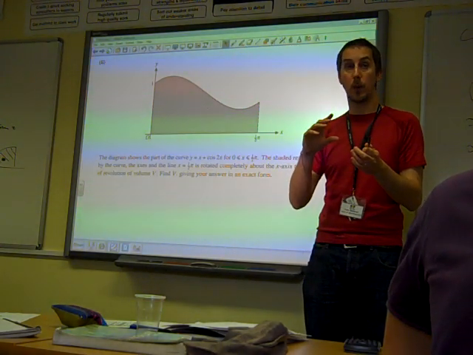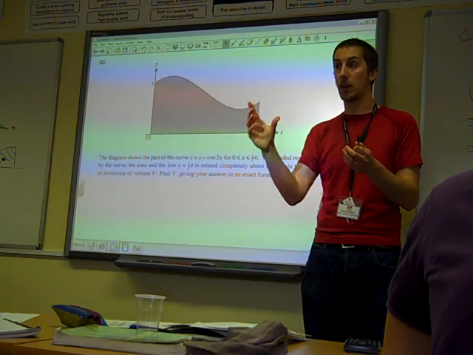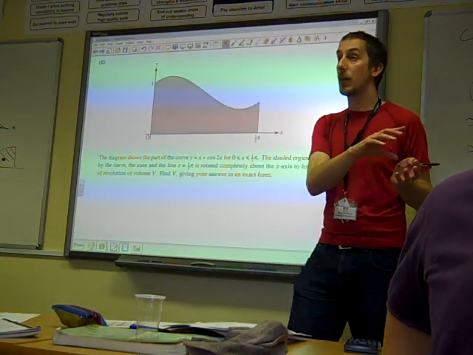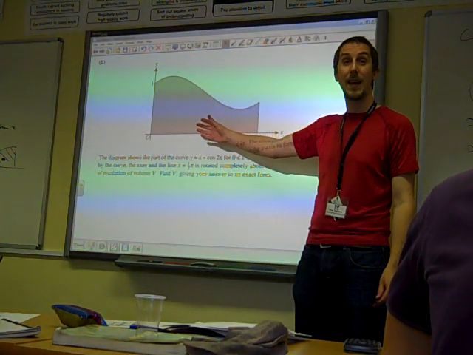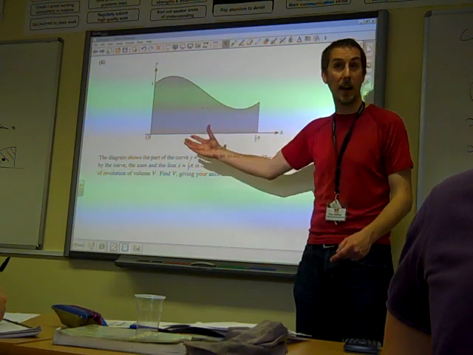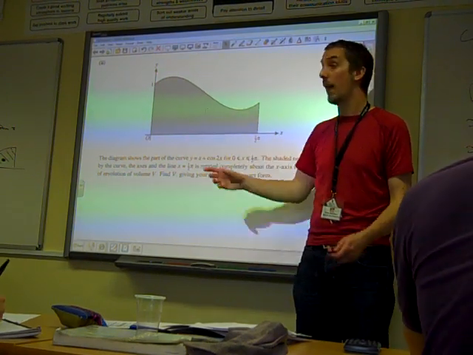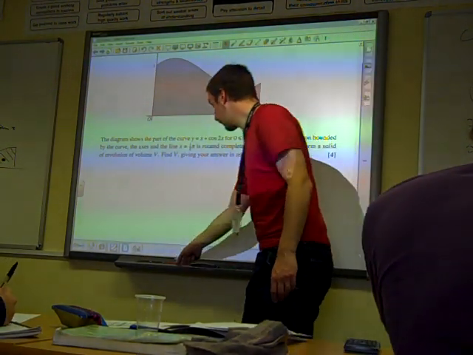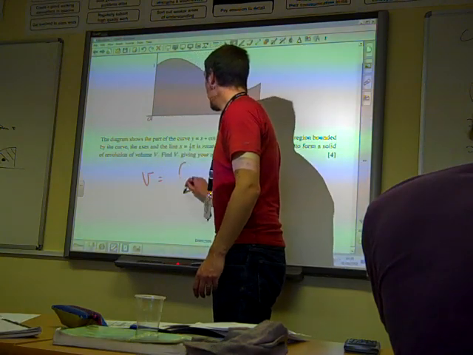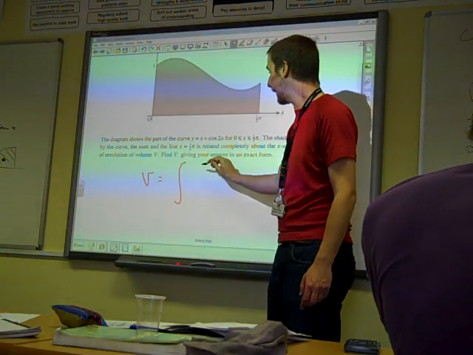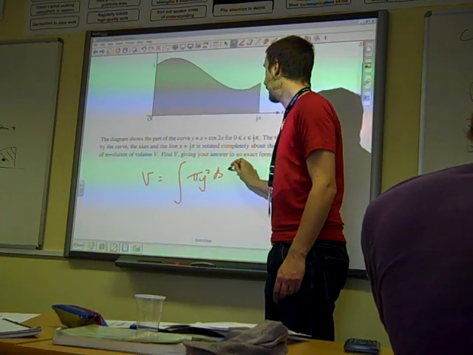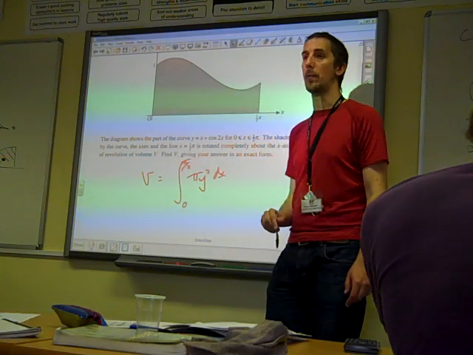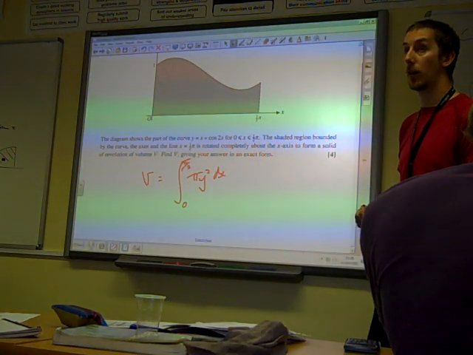Now remember, we've used the word synoptic. We've said that core 4 is entitled to draw on anything from any of the other core modules, and so volumes of revolution is C3. But all that they're actually wanting out of the volumes of revolution stuff here is you knowing that in order to calculate that volume is the integral. Remember, it's the integral of pi y squared dx between 0 and pi by 2. Volumes of revolution is core 3.